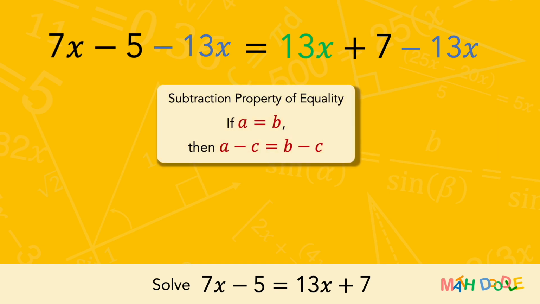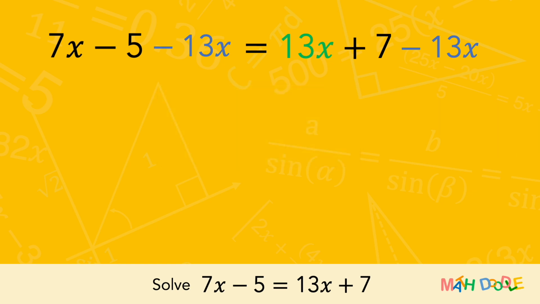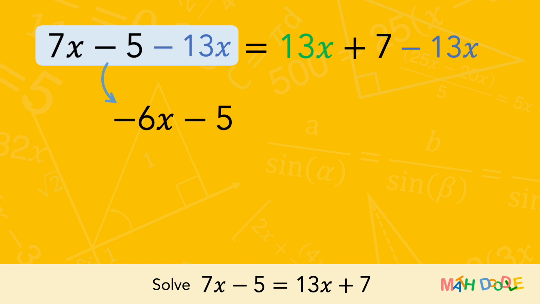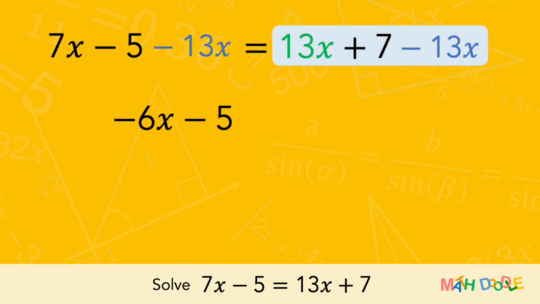Here, it is important to treat both sides of the equation equally. So, when we subtract a number from one side of the equation, we must subtract the same number from the other side of the equation. After subtracting 13x, the left side of the equation is simplified to minus 6x minus 5. Then, the right side of the equation can be simplified to 7.